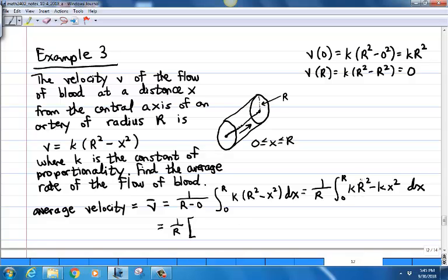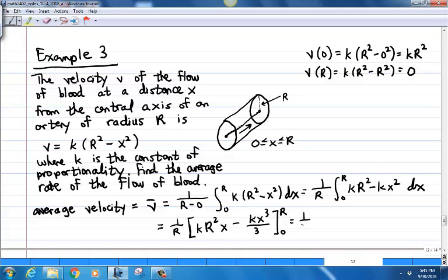So notice this term is a constant in terms of x, because x does not appear in this term. So this is really just a constant. So when we integrate k times capital R squared, we're just going to get k times r squared times x. Now when we integrate this term, of course, this is not a constant, but we can integrate this using the power rule, and that integrates very easily. That's just going to be add 1 to the exponent and divide by the new exponent, so we get k x cubed over 3. And don't forget, we're evaluating this from 0 to capital R.